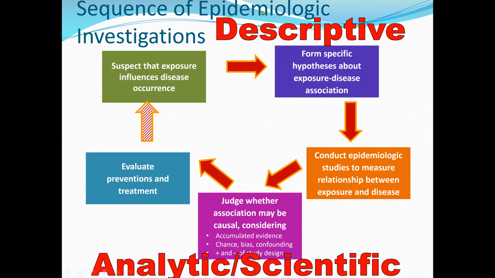So, sources of epidemiologic investigation, as we went through in these slides before, at the top we have the descriptive. So descriptive will be where there's a suspicion of an exposure and an outcome, but we are not going to find any relationship between them yet. Here, the goal of the descriptive phase will be forming hypotheses about the exposure and disease association. Then the analytic phase is where we are going to conduct our study to measure the relationship between exposure and disease.